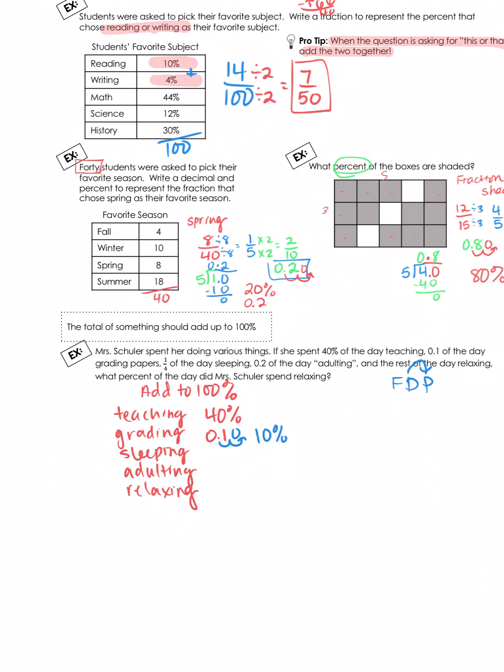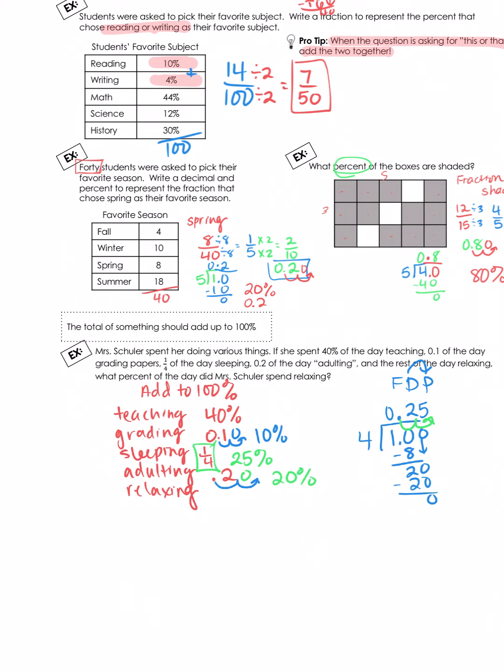Sleeping was 1/4. So I can either make an equivalent fraction or I could do 1 divided by 4. Add that decimal and the 0. 4 goes into 10 2 times, which is 8. Subtract, get 2, add a 0, and 4 goes into 20 5 times, which is 20. So that's 25/100, which if I turn that into a percentage, that would be 25%. It'd be great if you already knew that because we know quarters, that 1/4 is 25%. Adulting, it says, was 2/10 of the day. So turn that into a percentage, that's going to be 20%.